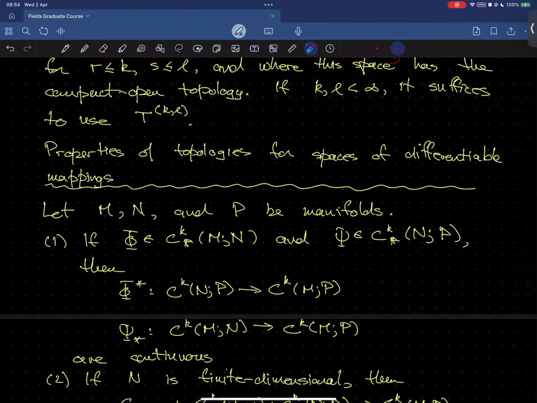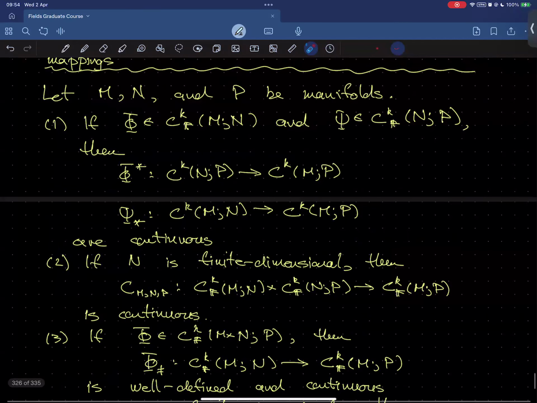All right. So now we have topologies for all of the spaces of differentiable mappings that we need. So now we have all of our composition mappings, we have our evaluation mappings, we have our wedge and check mappings. Let's see which of those are continuous. Okay, so the composition mappings with one of the arguments fixed, those ones are continuous with no restrictions on M, N, and P.